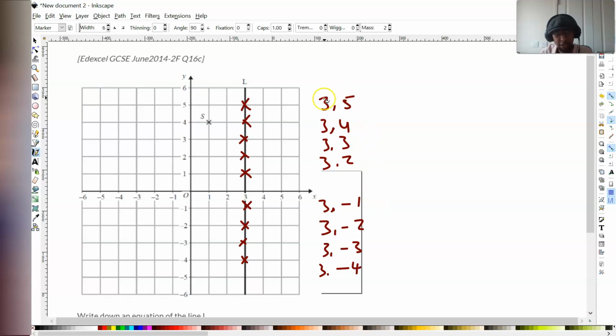So what can we say x is always? Yes, correct. That would be x is always 3. So the answer is x equals 3.